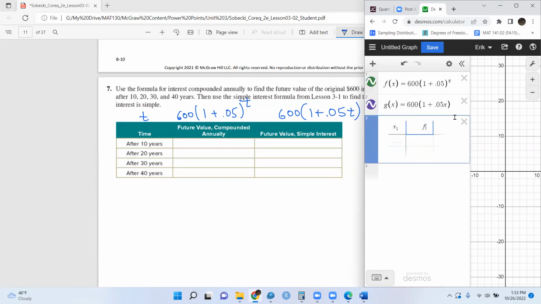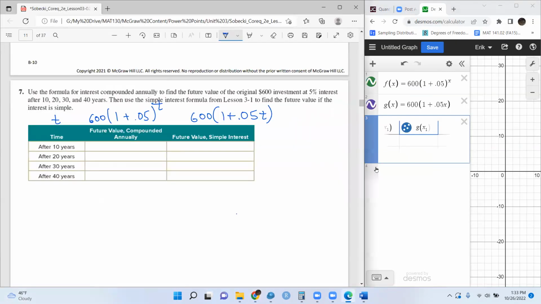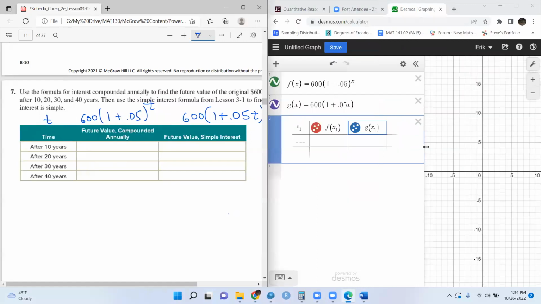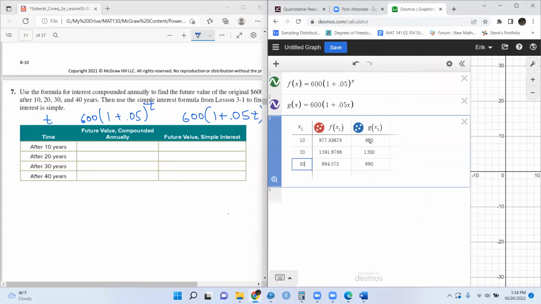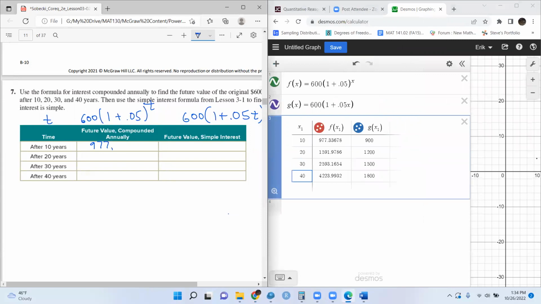And I'm going to put in here f of x1 and g of x1. And then I'm going to put in these values that we're asked to find: 10, 20, 30, 40. Because of how I set this up, the table will spit out each one of those values for us really quickly. There it is. So after 10 years, the compound interest one has $977.34 in it, and the simple interest only has $900.